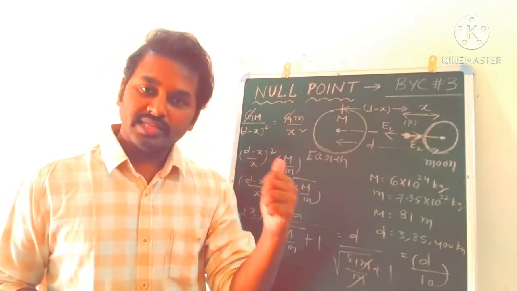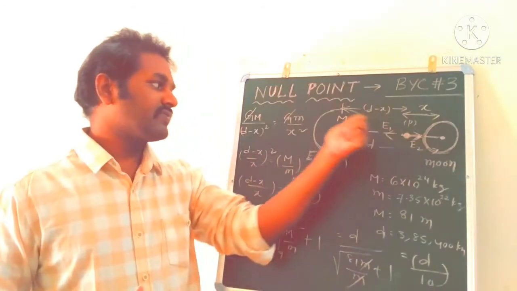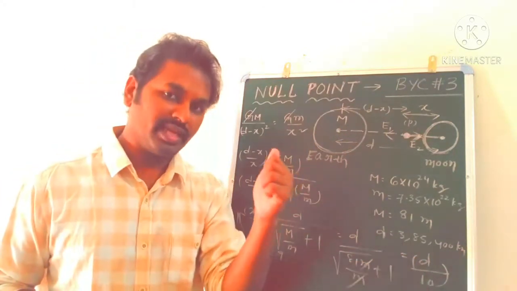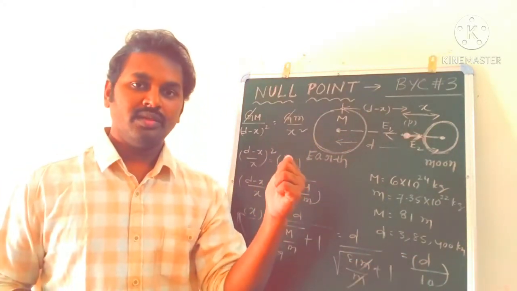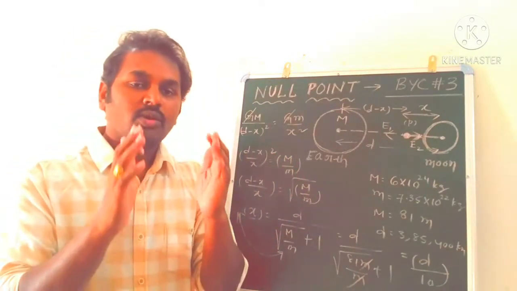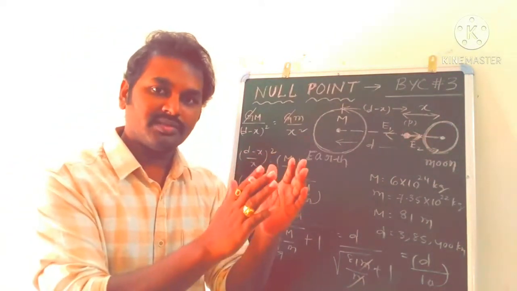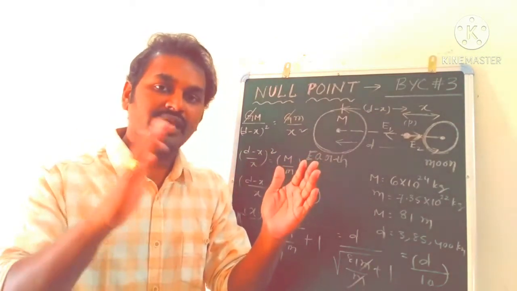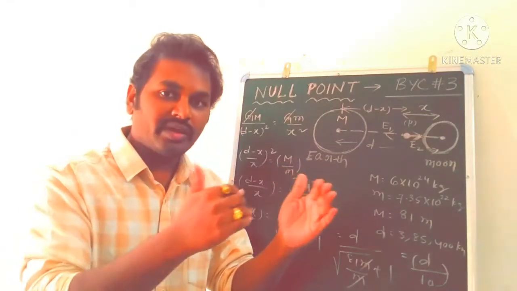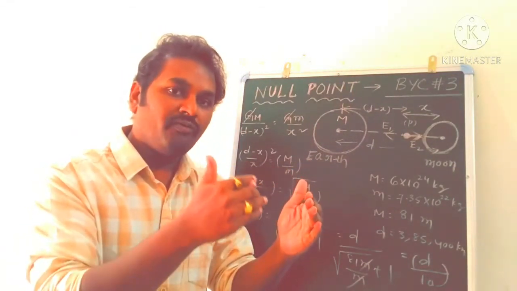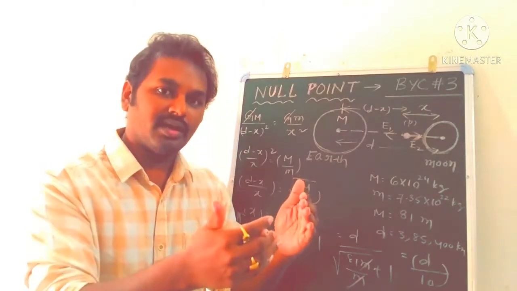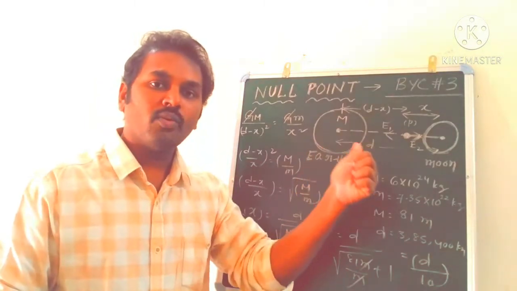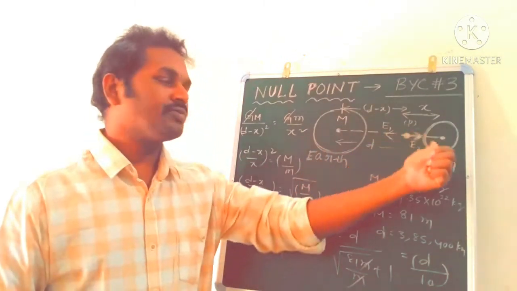If it is asked how much is the null point distance from the heavier mass, you need to take d minus d by 10. How much will you get? 9d by 10. You see, the null point is always closer to the smaller mass. It is just like the center of mass concept, where the center of mass lies towards the heavier mass. But here we are equating where the two field intensities due to the two masses are equal and opposite. There you will get a null point. This point is always closer to the smaller mass.